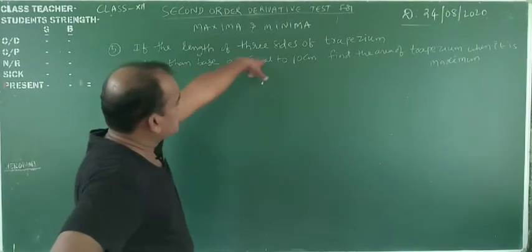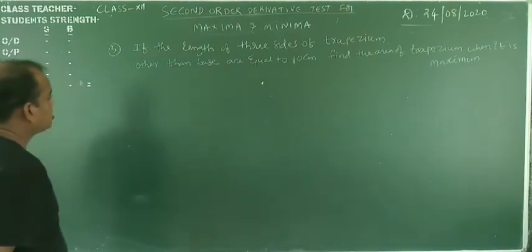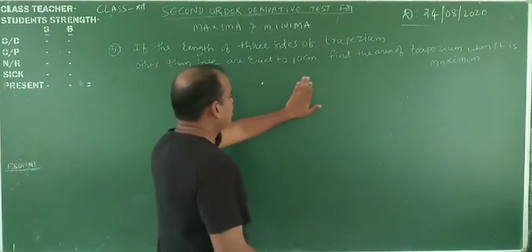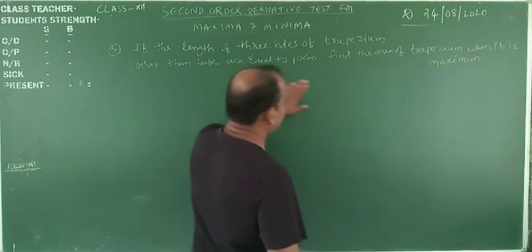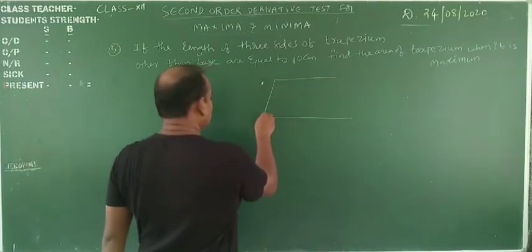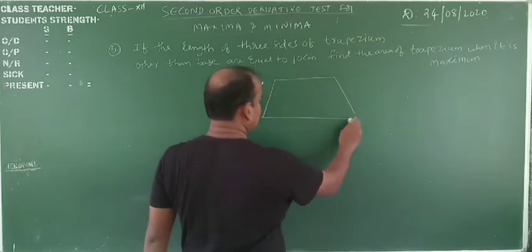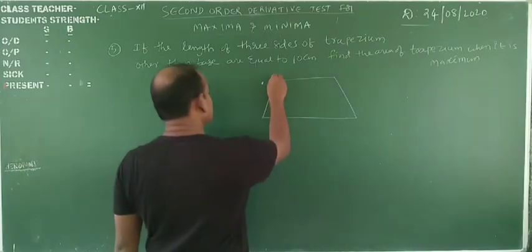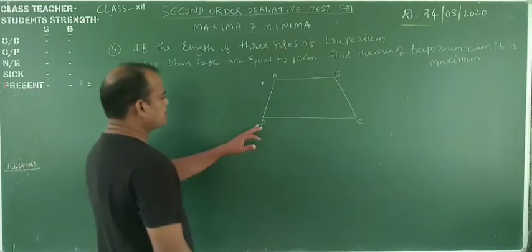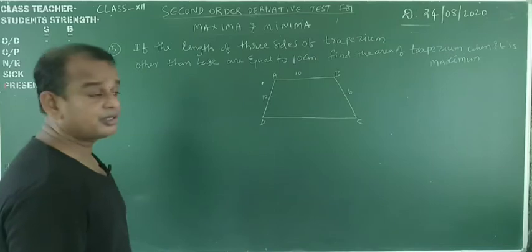If the length of the three sides of the trapezium, a trapezium has actually four sides. The length of the three sides of the trapezium other than the base are equal to 10 centimeters. You know the trapezium, how it is there? For suppose ABCD is a trapezium. In this one, other than the base, what is given? This is 10 is given, this is 10 is given, this is 10 is given. 10 centimeters, 10 centimeters, 10 centimeters.